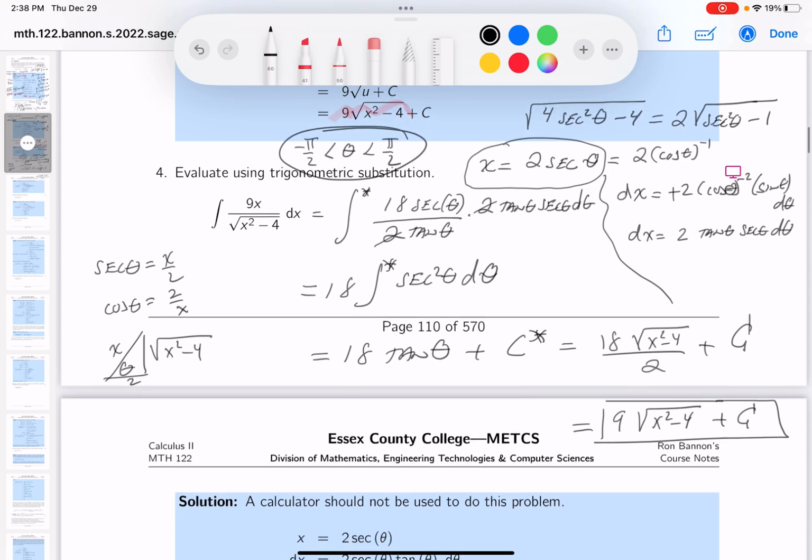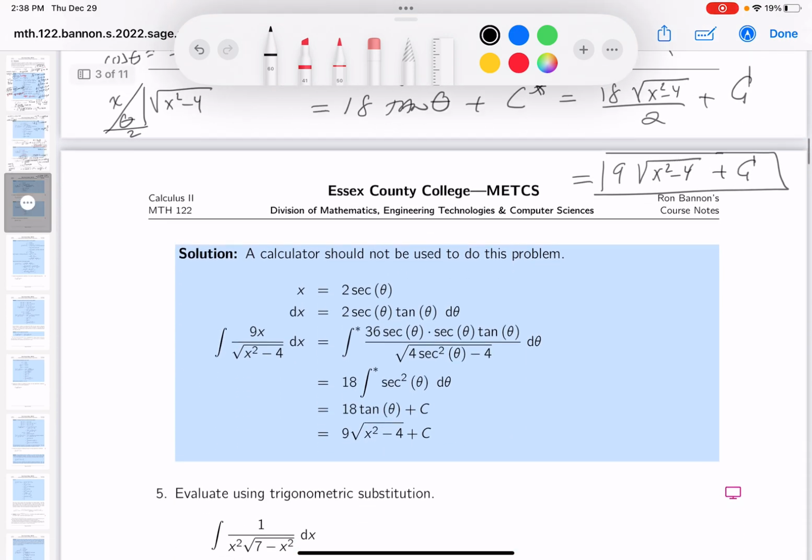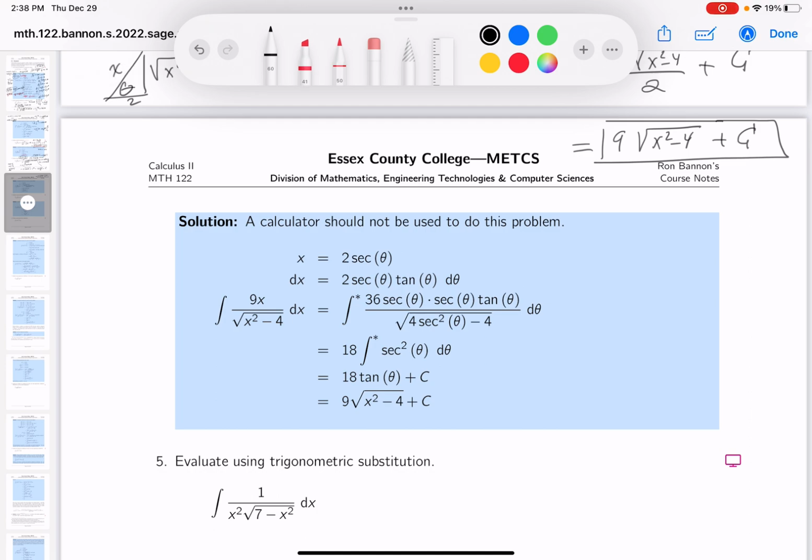We can certainly check that, but I'm going to look at the answer key and see if we can check it in the answer key. I'm looking for this, and I'm seeing it. All right, thank you.